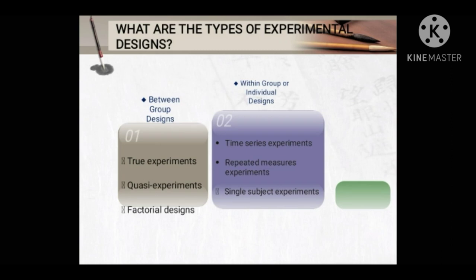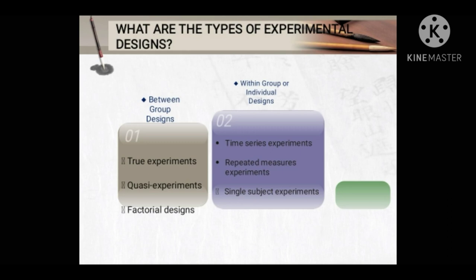The third is factorial design. Factorial design represents a modification of the between-group design in which the researcher studies two or more categorical independent variables, each assessed at two or more levels, according to Vogt 2005. The purpose of this design is to study the independent and simultaneous effect of two or more independent treatment variables on an outcome. The next is within group or individual design.